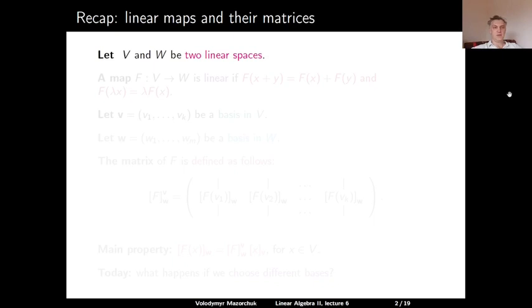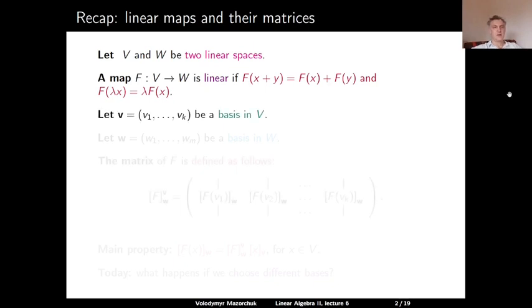Let V and W be two linear spaces. Recall that a map F from V to W is called linear provided that it preserves the addition and multiplication with scalars, in the following sense: f of x plus y is equal to f of x plus f of y, and f of lambda x is equal to lambda f of x for all x, y, and lambda.